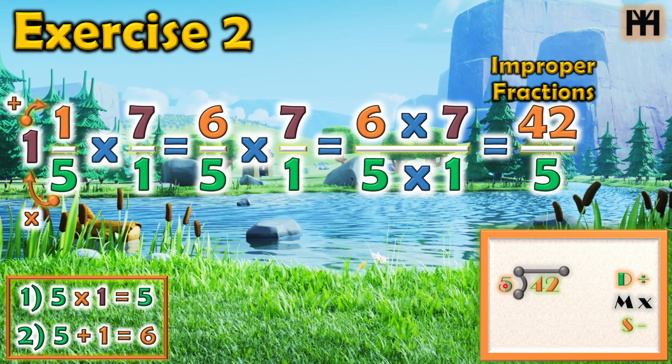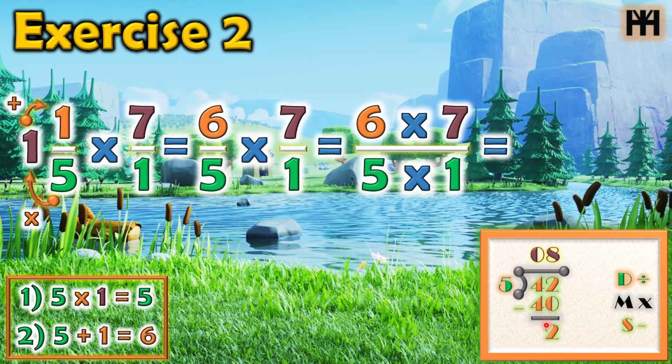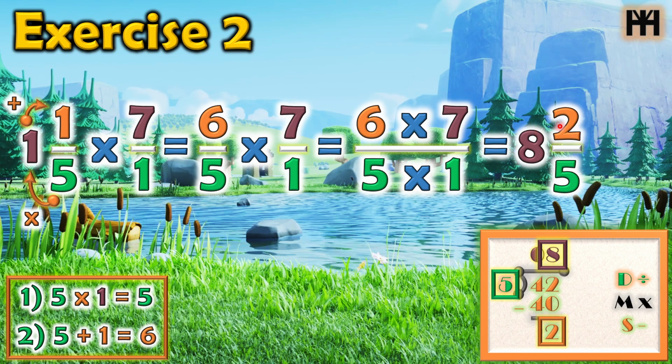4 divide 5 can't be, because 5 is greater than 4, so we add 0 here. Then 42 divide 5, or how many 5s is in 42? The answer is 8. Then multiply. 5 times 8 is 40. Then subtract them. 42 minus 40 is 2. So 8 here will be our whole number, and 5 here will be our denominator, and 2 here will be our numerator. So it's 8 and 2 over 5.